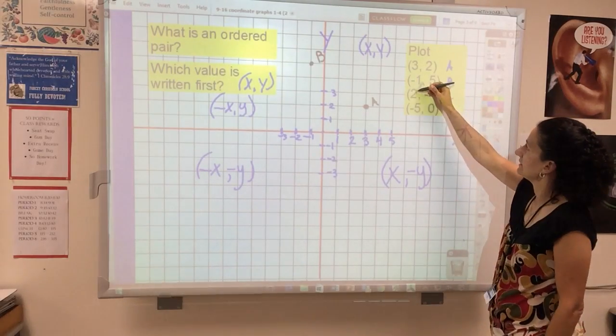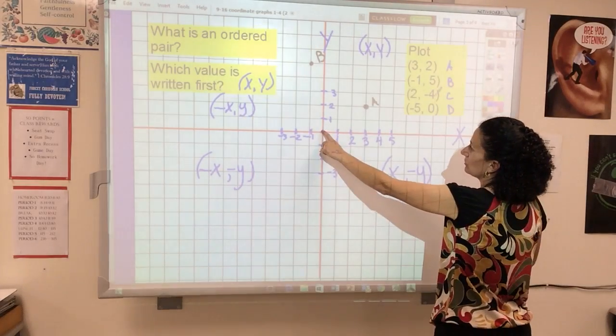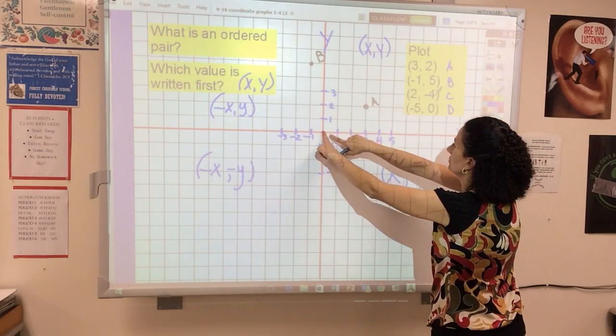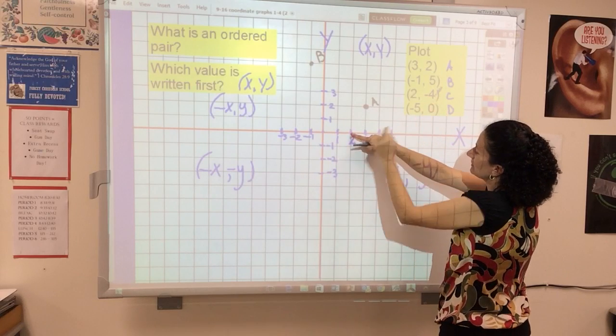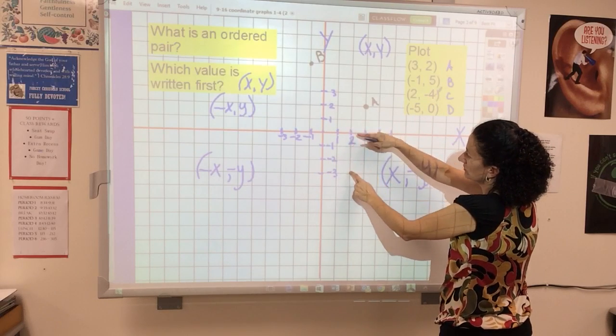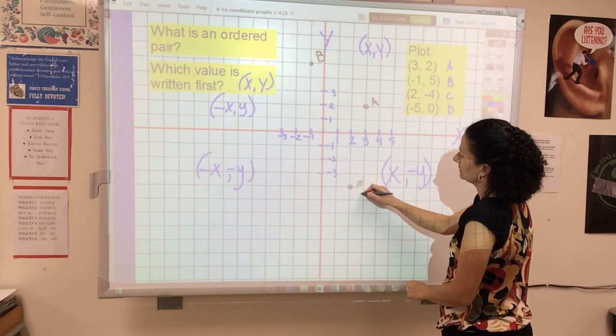Let's take a look at these. The third one, (2, -4). So I'm going to start at the origin. I'm going to go over 2. 1, 2. And the second number is negative, which means I'm going to go down 1, 2, 3, 4. So there's my point for C.